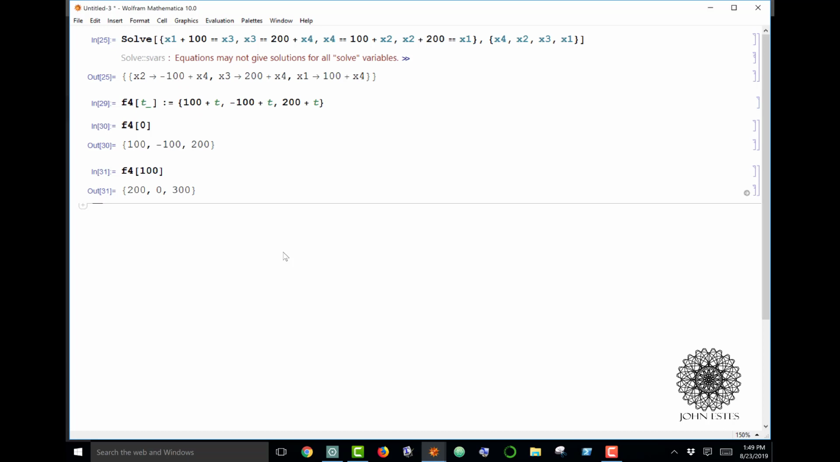I hope this makes sense. Using Mathematica to solve questions like this is very useful. You should see why Mathematica is useful. It saves us a whole bunch of time.